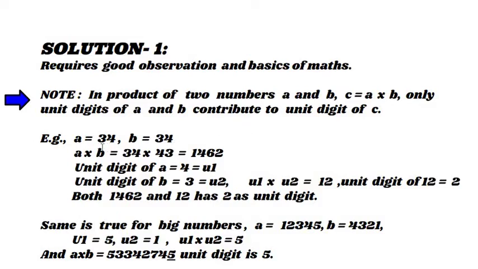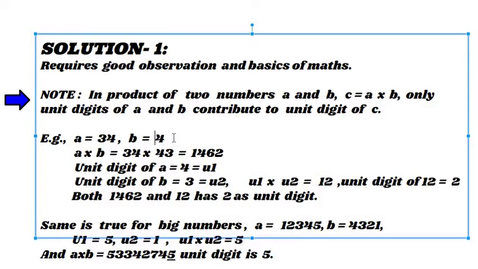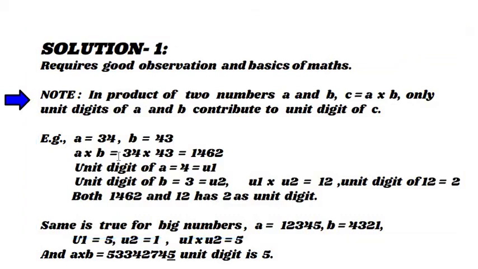For example, a is equal to 34 and b is equal to 43. Now a into b would be 34 into 43, which is equal to 1462. The unit digit of a here is 4 and the unit digit of b is 3. The product of the unit digits U1 and U2 is 4 into 3, which is 12, and the unit digit of 12 is 2, which is the same as that of 1462.